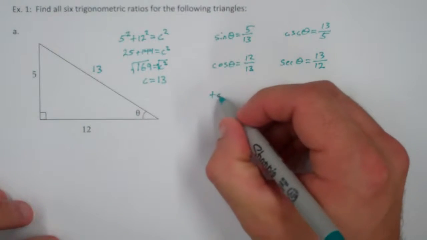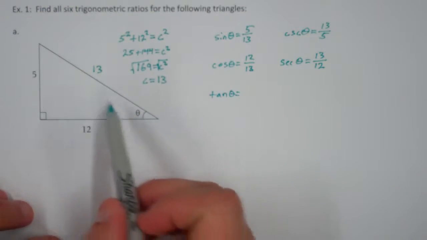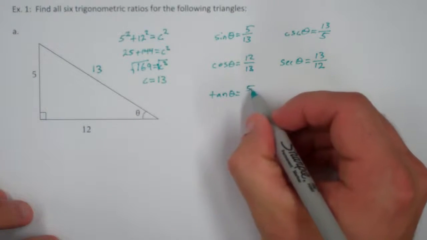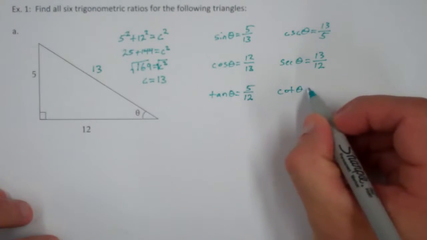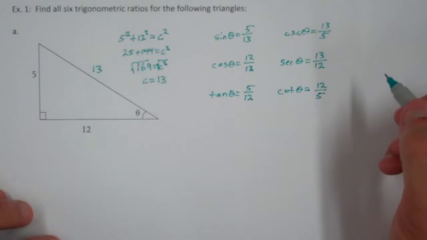We need to do the tangent next. The tangent is opposite over adjacent, so here's our angle. We need to go opposite, which is 5, over adjacent, which is 12. We also can say that the cotangent of theta then is 12 over 5. The cotangent and the tangent have a reciprocal relationship.